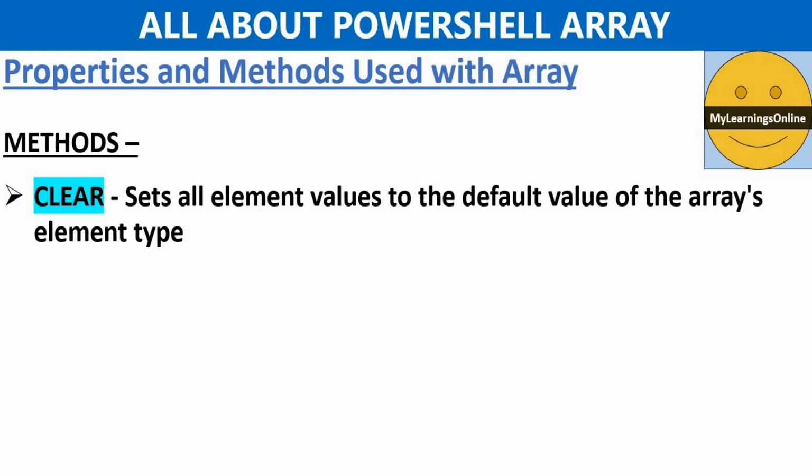If it is an integer type array, then it sets the value of all elements to 0. The clear method doesn't reset the size of the array. Please make a note of it. So let's see a quick demo to see the clear method.